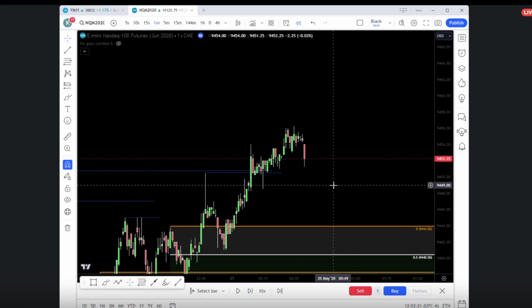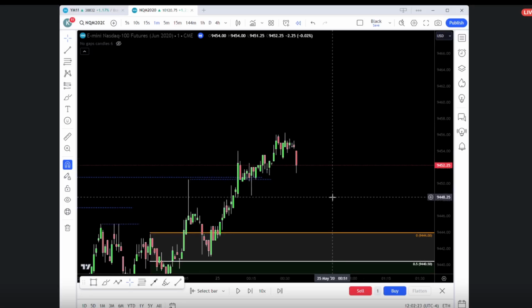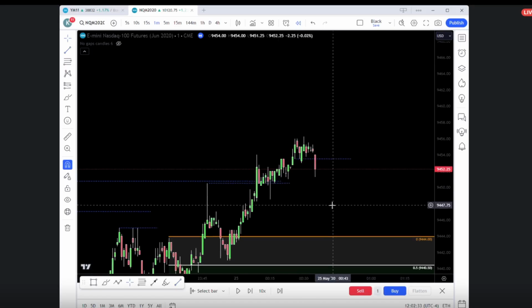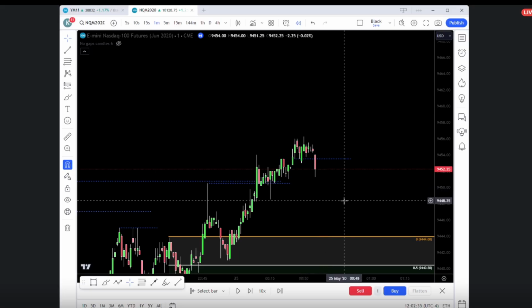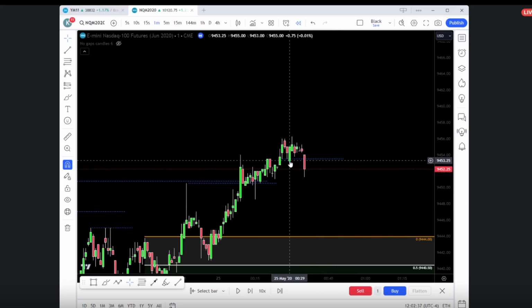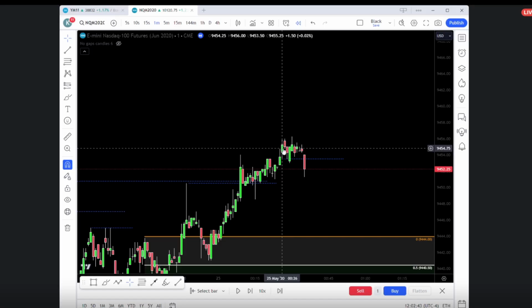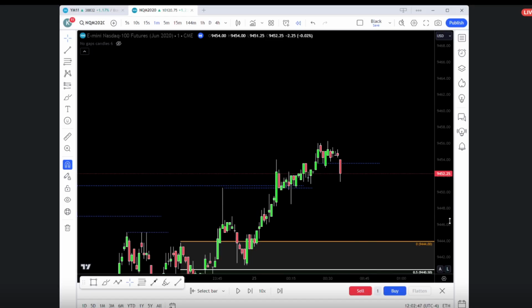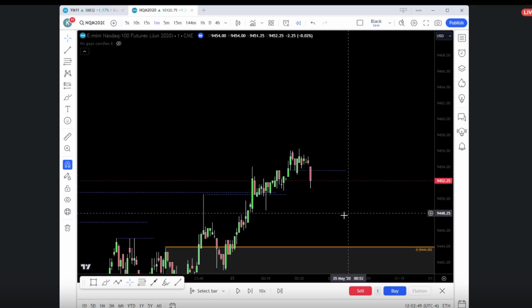Is this valid? Finally. Right? Where's our last structural bull bar? Right here. Where's its low? Right there. Did we close below it? Yes. Right? I don't care that this opened here. Not relevant. I want a closure below the last structural bull bar. Right?